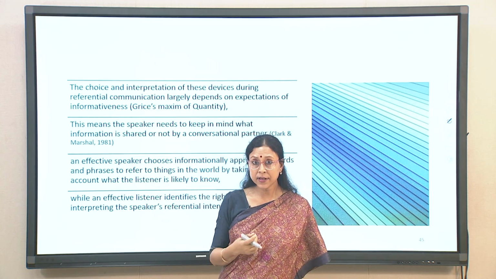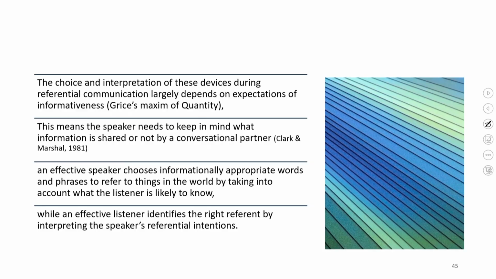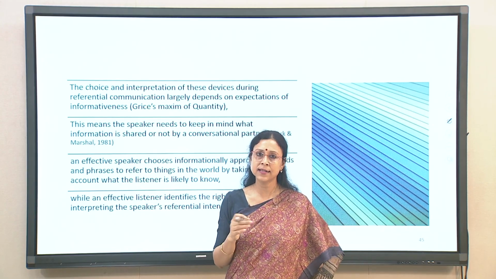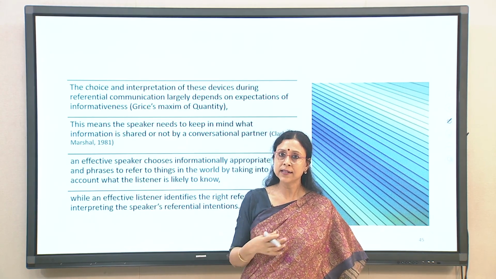So, the choice and interpretation of these devices during referential communication largely depend on the expectation of informativeness. So, this is where we connect the processes that the child goes through to Grice's maxim of quantity. So, which linguistic item you are choosing and what other methods you are using will depend on the expectation of informativeness. Typically, most of the common conversations are adequately informative. So, that is taken as a given. So, within that, children perform.